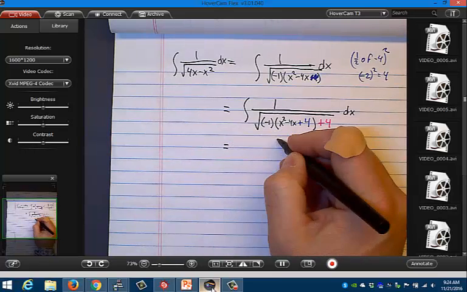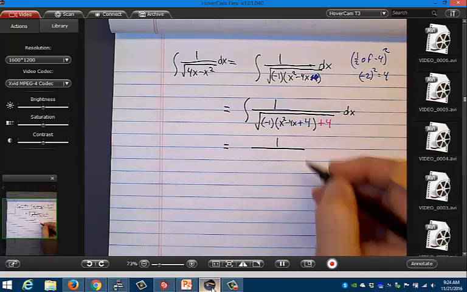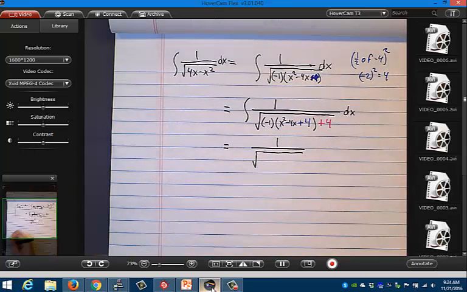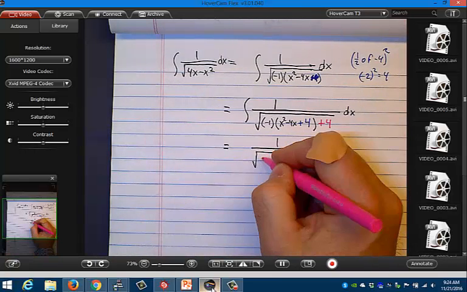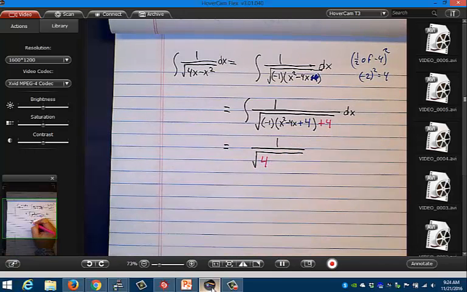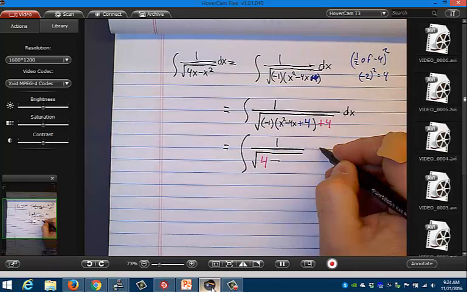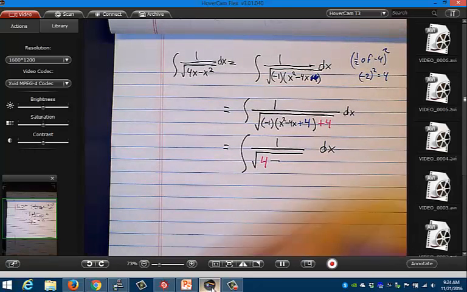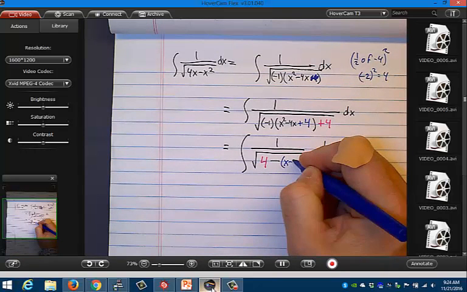Oh, I'm almost out of time. 1 over square root of. Here I'm going to write the 4 here. And then minus. And what did that completing the square thing become? It became x minus 2 quantities squared.